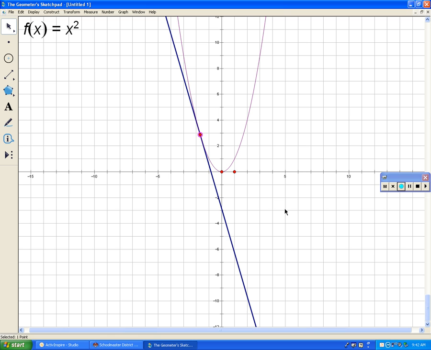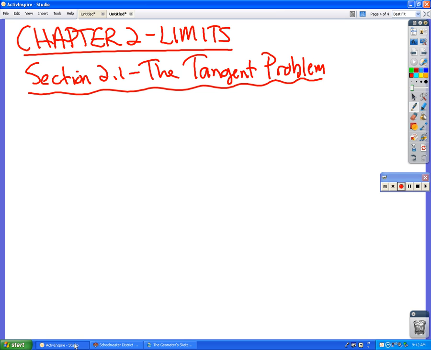Would I then be able to use our slope formula, y2 minus y1 over x2 minus x1, to figure out the slope if the two points are right on top of each other? No, okay? So do you understand that there is a limit to how close those two points can be, right? At some point you have to stop because they're going to be right on top of each other.